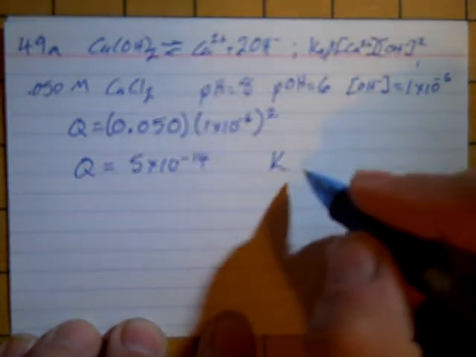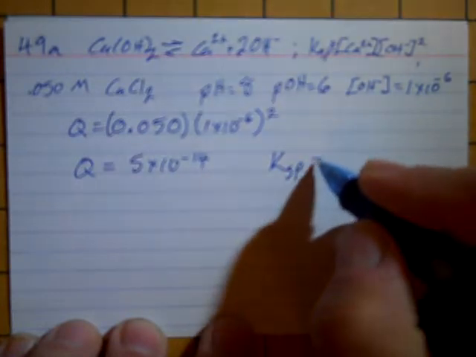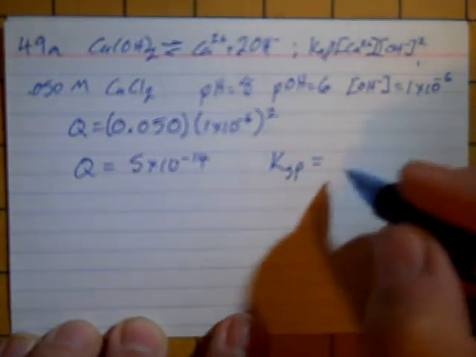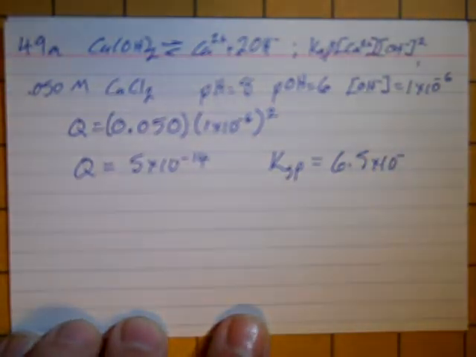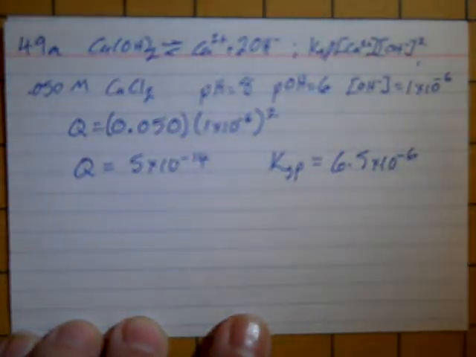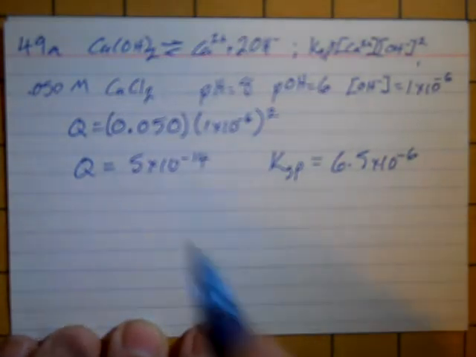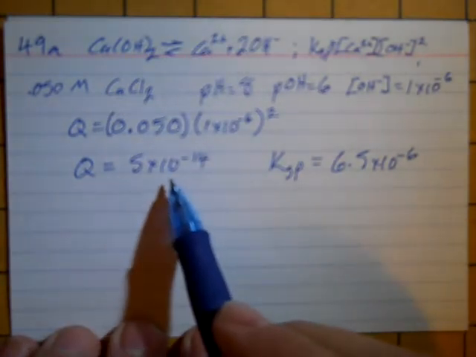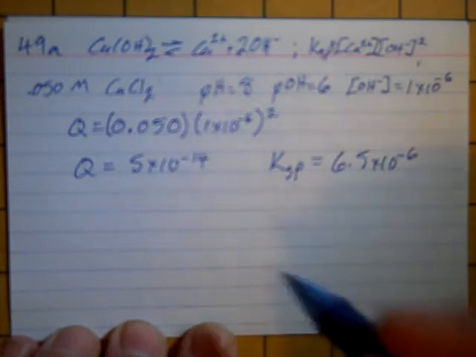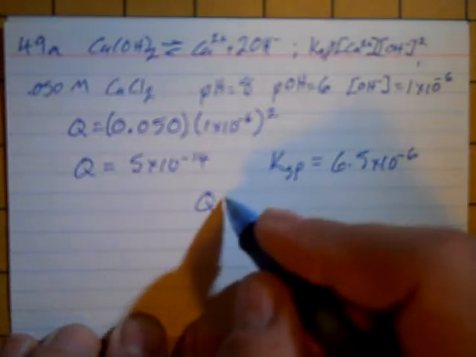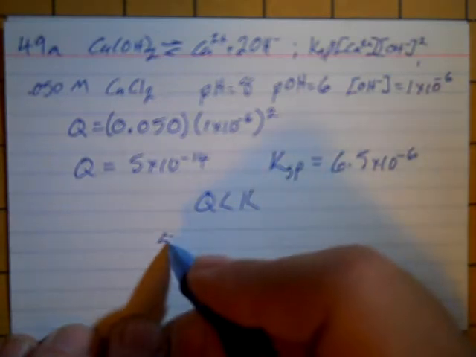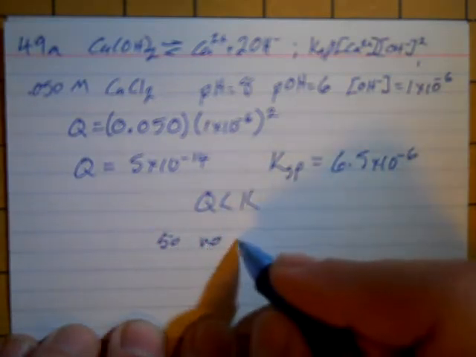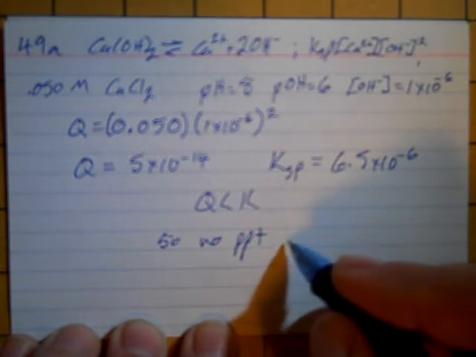From the table, I find out that Ksp is 6.5 times 10 to the minus 6. So Q is clearly much smaller than K. Q is less than K, so no precipitate will form.